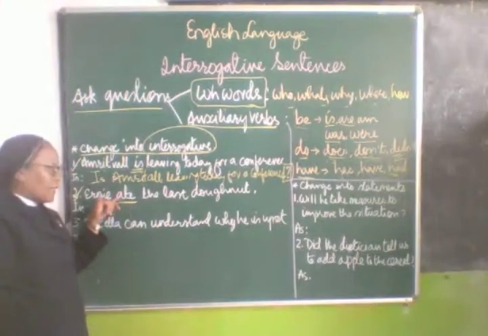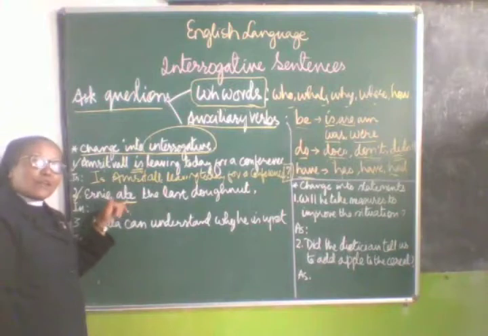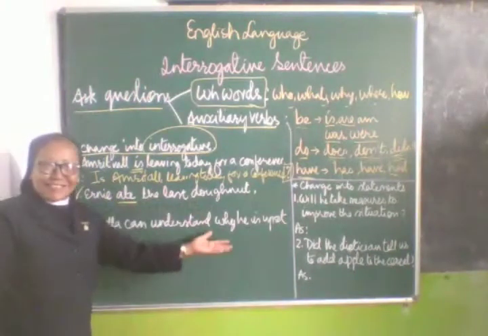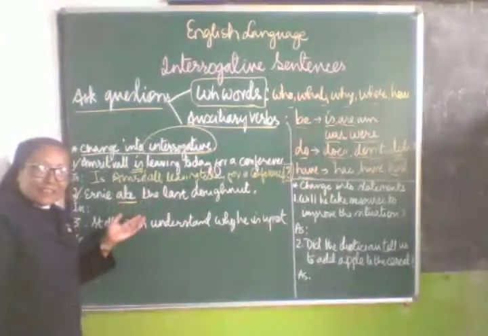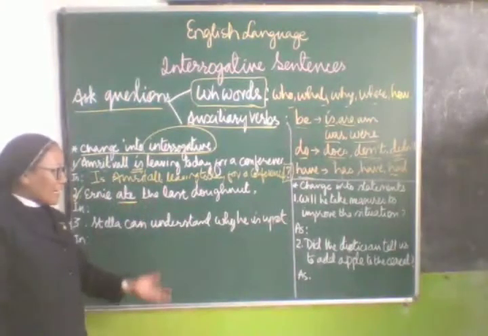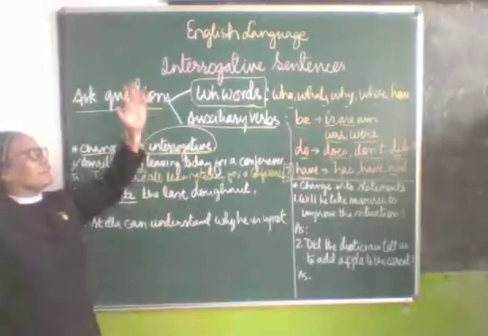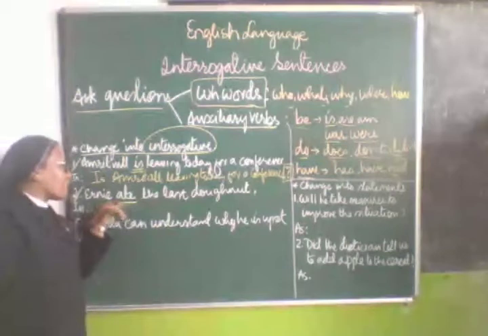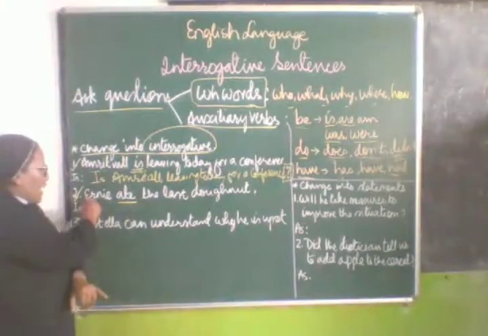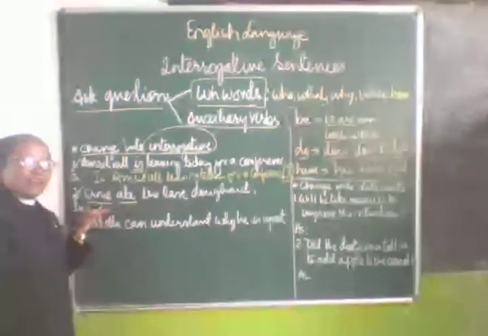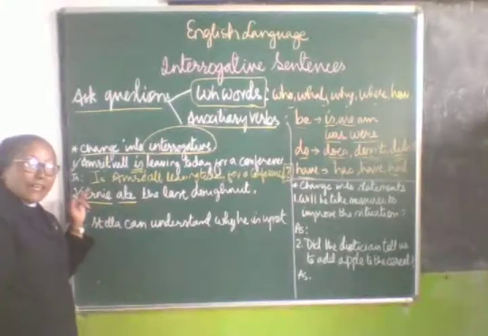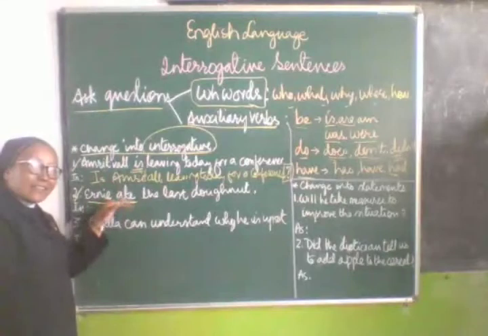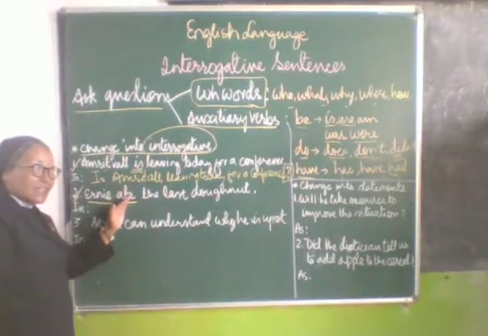So I cannot make the question with this word now. Ate Ernie the last donut? I cannot make it like that. So I need the help of an auxiliary verb to form the question. Since this is in the past tense and the subject is third person singular, Ernie, and ate is the verb here, in the past tense.